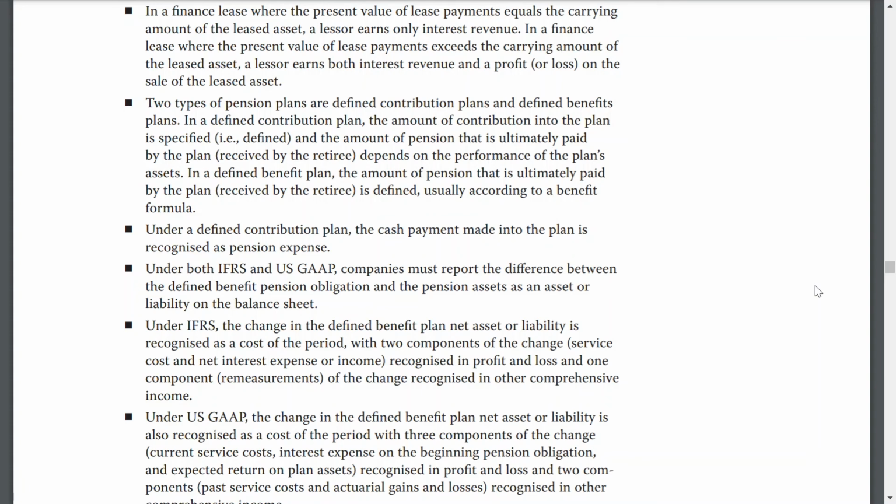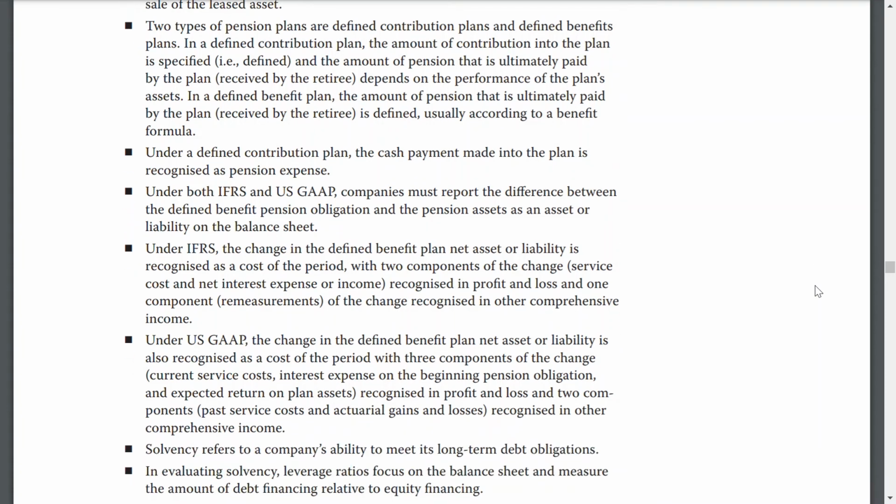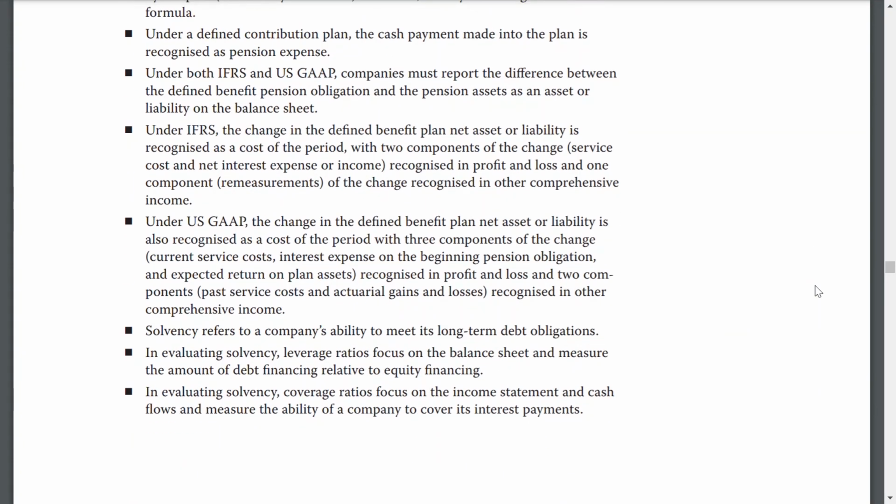Two types of pension plans are defined contribution plans and defined benefit plans. In a defined contribution plan, the amount of contribution into the plan is specified, and the amount of pension that is ultimately paid by the plan depends on the performance of the plan's assets. In a defined benefit plan, the amount of pension that is ultimately paid by the plan is defined, usually according to a benefit formula. Under a defined contribution plan, the cash payment made into a plan is recognized as pension expense.